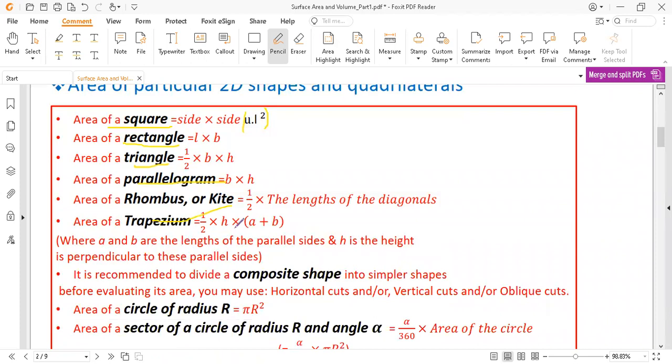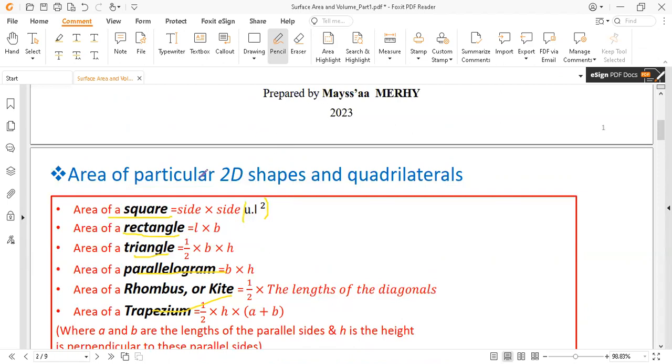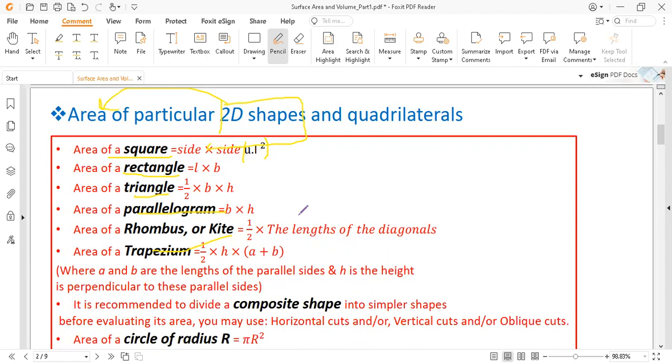And the trapezoid is equal to half the height times the sum of the bases, the lengths of the parallel sides. And if we seek to find the area, you should know that when we are talking about the area of two-dimensional shapes, we say simply area. But if we talk about three-dimensional space, we say surface area.